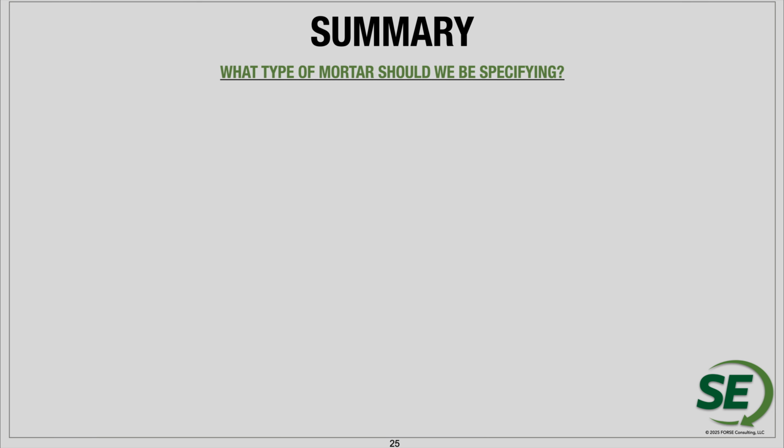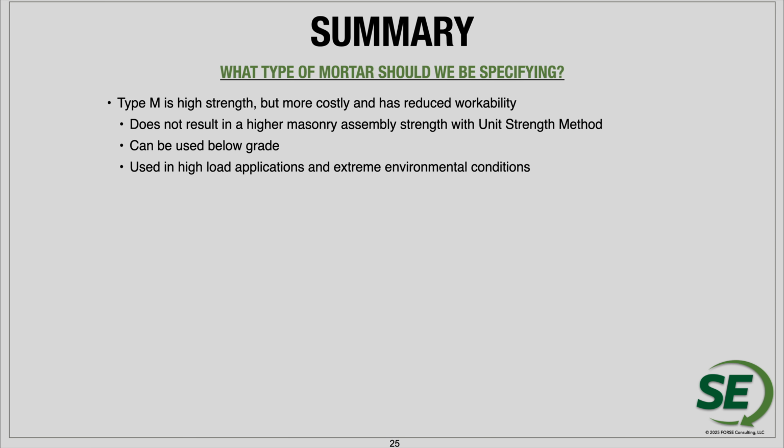Some typical questions that we tend to get is, what type of mortar should we be specifying? So if we have all these different types and categories, what should we be specifying? And just a quick summary: type M is high strength in terms of the mortar cube tests, the isolated mortar test that we do, but it doesn't necessarily end in an overall assembly strength gain, especially when we look at the unit strength method. You can see that it levels out to be very similar to what type S is.